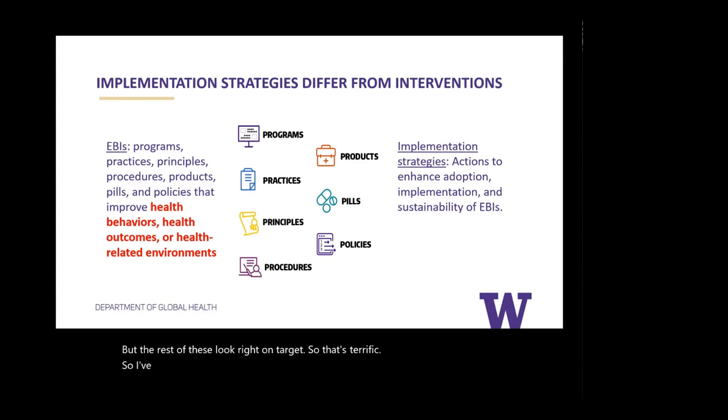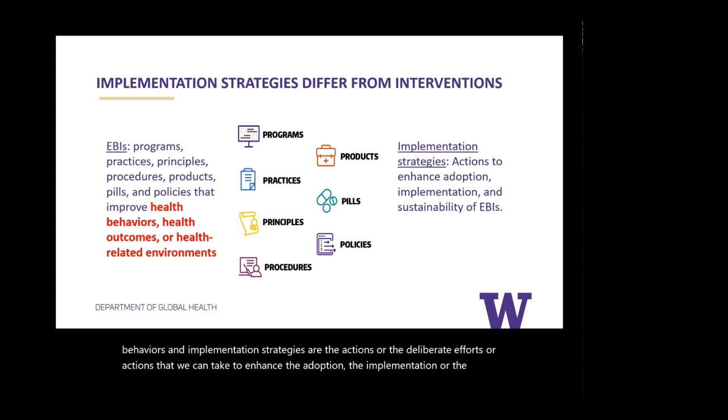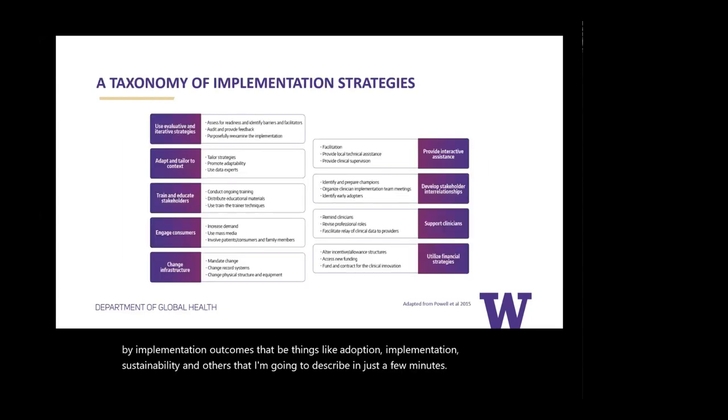So I've mentioned already, evidence-based interventions are the things that we want to see implemented because they improve health outcomes or health behaviors. And implementation strategies are the deliberate efforts or actions that we can take to enhance the adoption, the implementation, or the sustained delivery of evidence-based interventions. They are the stuff that we can do to help people and places do the thing. And I want to point out here, there's a connection between interventions and health outcomes and implementation strategies and what I'm going to call implementation outcomes. By implementation outcomes, that'd be things like adoption, implementation, sustainability, and others that I'm going to describe in just a few minutes.